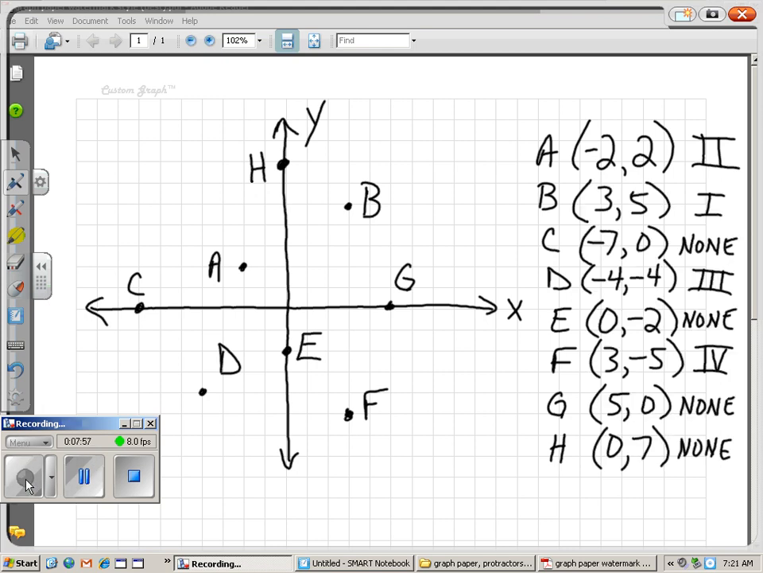Okay, and here's your answers. Notice that some of them didn't lie in a quadrant. For example, C and E and G and H. They're lying on the axis, so they're not actually lying in a quadrant, but the rest of them are labeled, so hope you did okay on that.